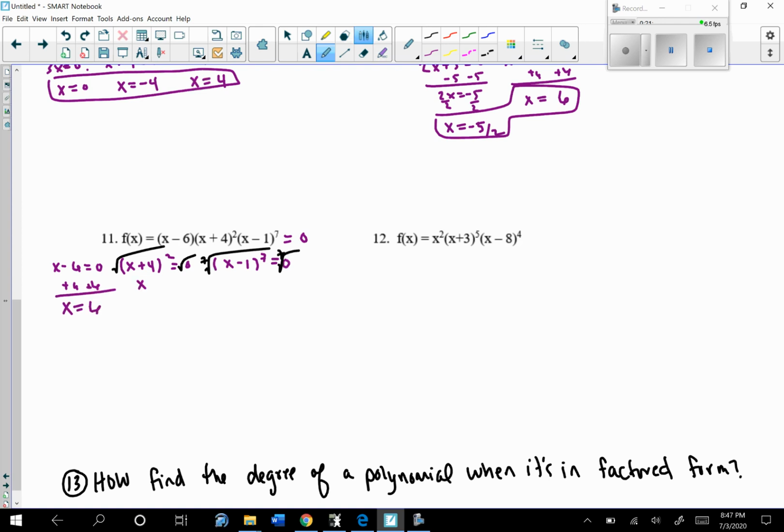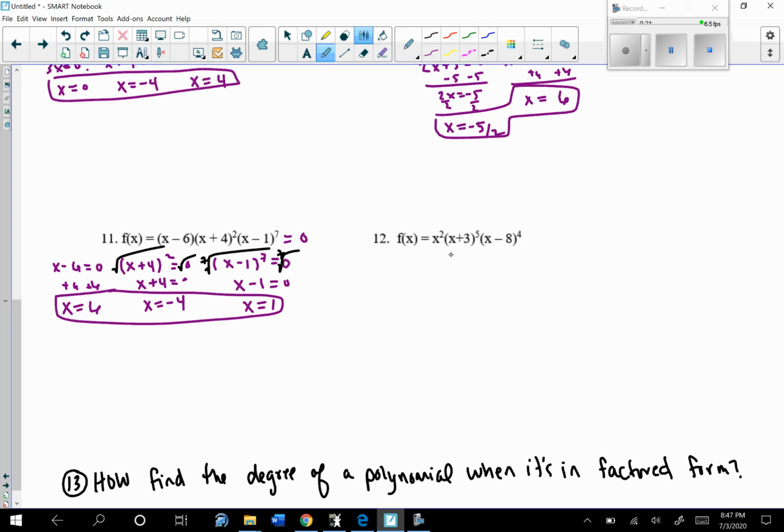Here I have x plus 4 equals 0. And again, I don't need to write that power. So I get x equals negative 4 when I subtract the 4. Here x minus 1 equals 0, so x equals 1. So 6, negative 4, and 1 are our solutions.